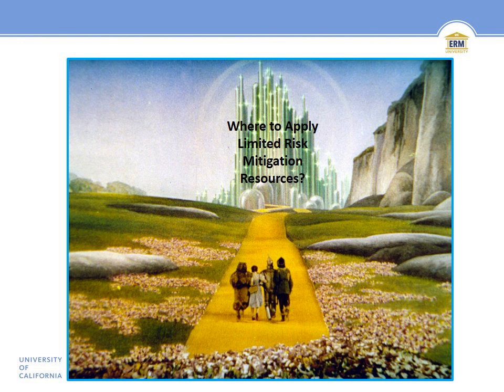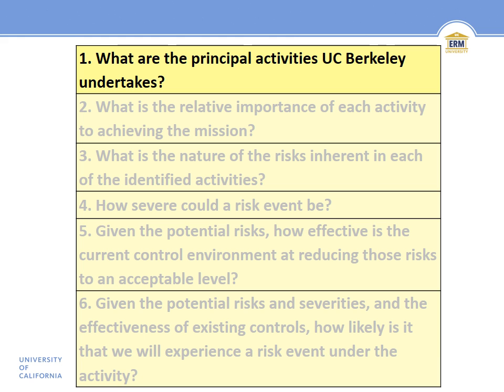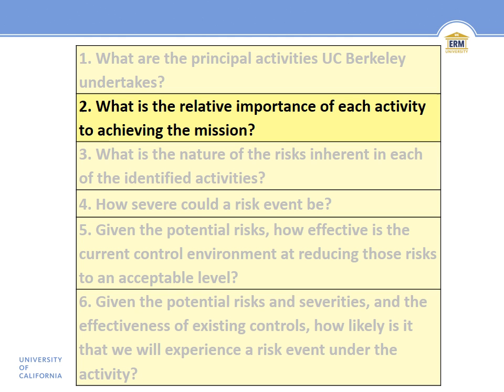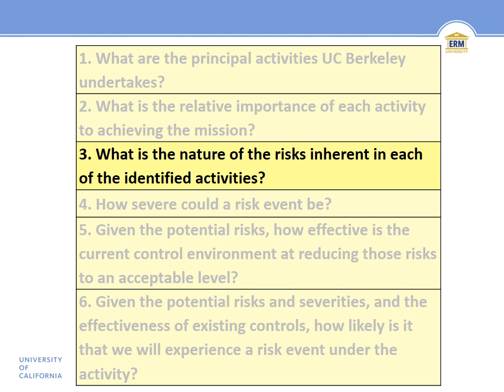At this point, I'm going to go through these one at a time to say what they are, and then I'm going to go back to each one, and I'm going to say how we answered that question at Berkeley. Okay, so the first question, and we have to do these in this order. What are the principal activities UC Berkeley undertakes? What is the relative importance of each activity to achieving the mission? What is the nature of the risks inherent in each of the identified activities?